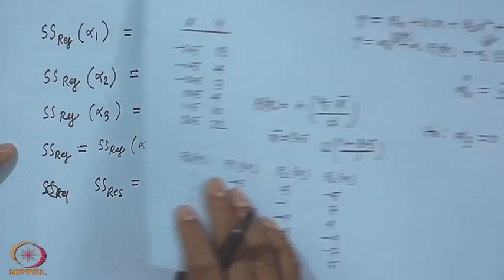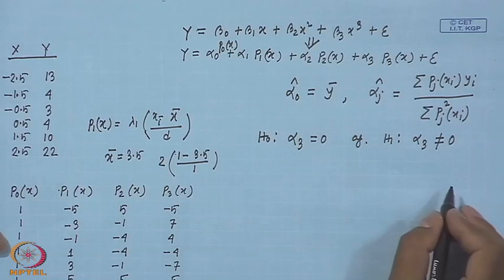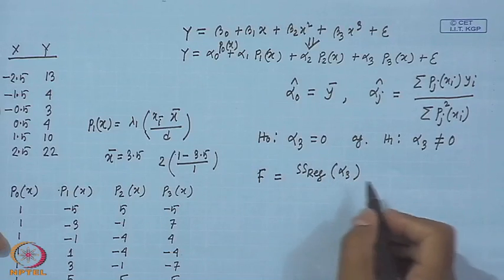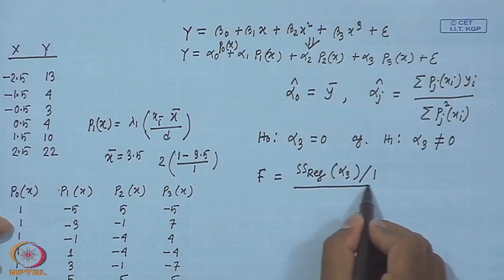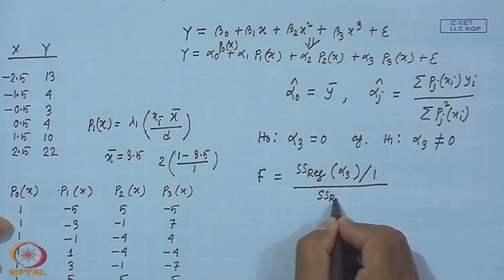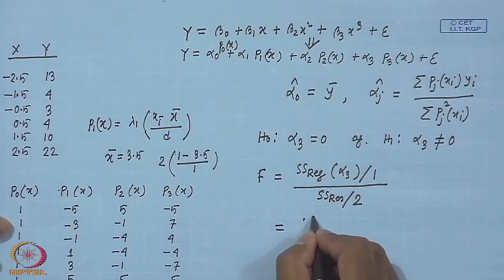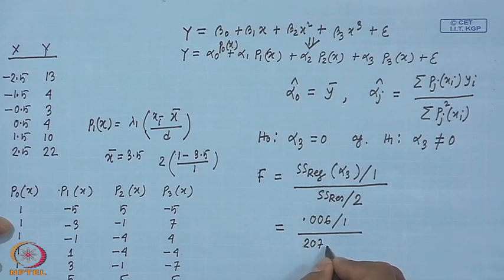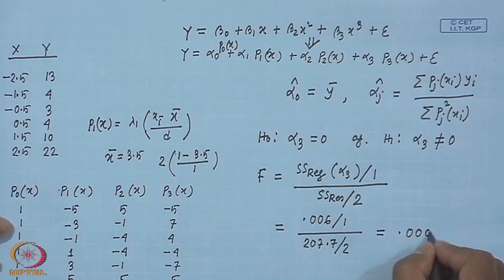Now, I have the SS residual, so I can compute the F statistic to test the hypothesis alpha 3 equal to 0. My F statistic is SS regression due to alpha 3, that means the contribution of the cubic term in total SS regression, divided by its degree of freedom 1, by SS residual divided by its degree of freedom, that is MS residual basically. So, this one is 0.006 by 1, and SS residual we computed, 207.7 by 2, which is very small, 0.000057.